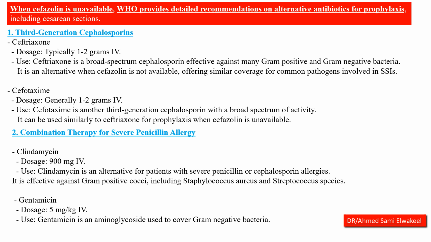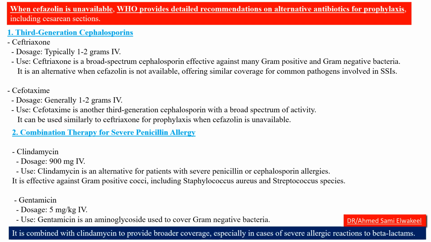Gentamicin 5 mg per kg IV. Gentamicin is an aminoglycoside used to cover gram-negative bacteria. It's combined with clindamycin to provide broader coverage, especially in cases of severe allergic reactions to beta-lactams.